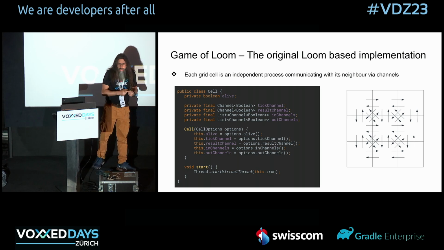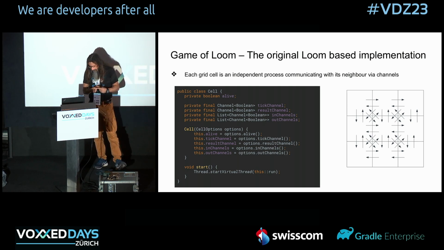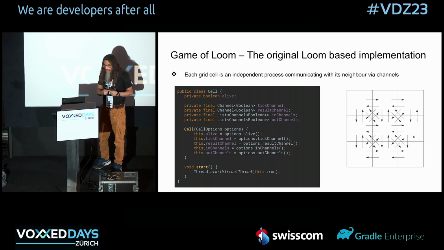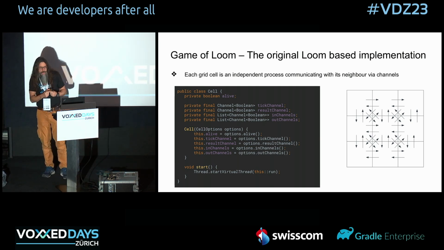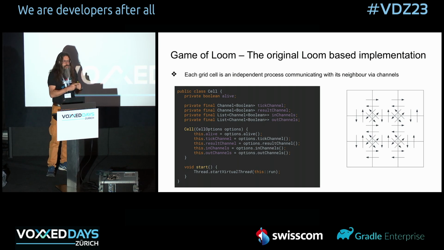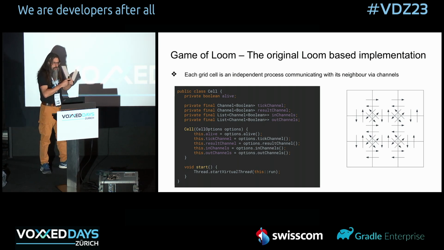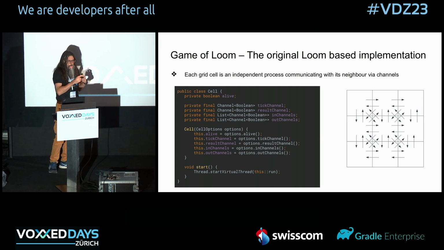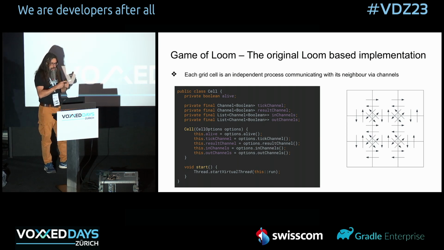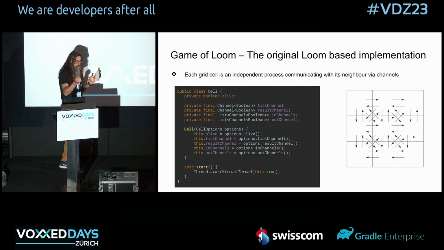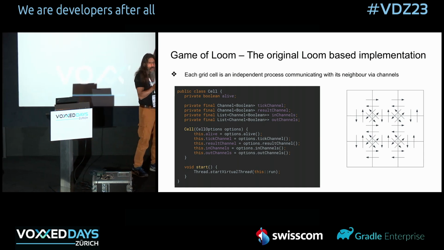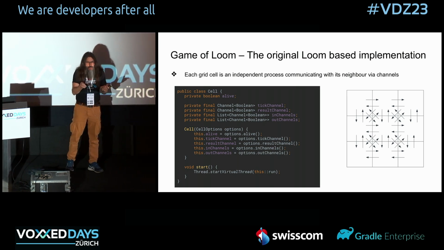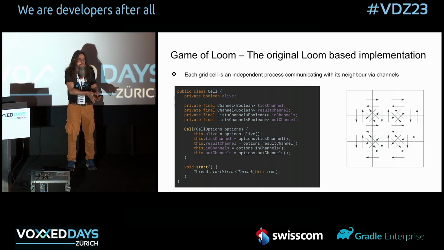So the nice thing about this idea, and the reason why it puts Loom at work, is that each and every cell that can be 1,000, each and every cell of the board of the game of Loom, is its own virtual thread, and they communicate with each other through this channel. And as you saw, this is a blocking channel, so every communication is a blocking operation.